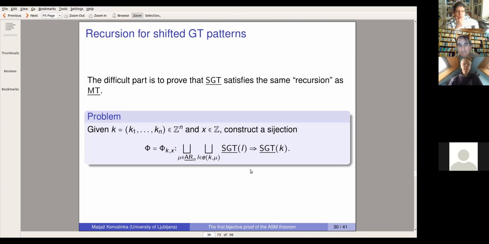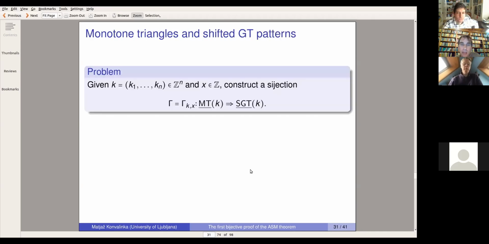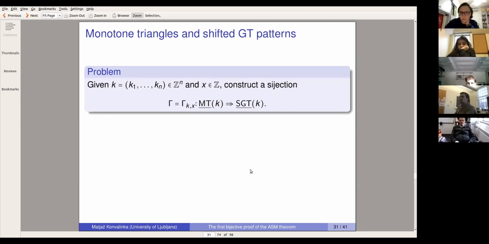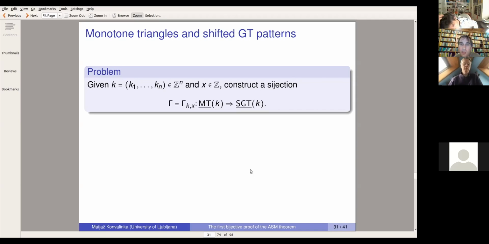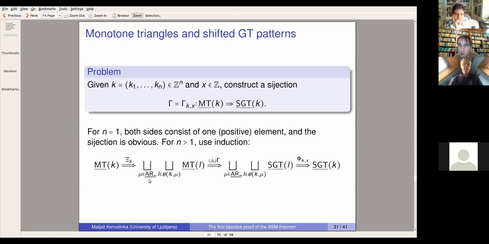Okay. And once you have that, well, you can get this gamma map, which is a bijective proof of the operator formula, right? And how does that work? Well, I told you about this easy recursion for monotone triangles. By induction, you already have a bijection between those 2, right? Because L is smaller. So we can take the disjoint union of those bijections to get a bijection to here. And then you have this difficult bijection to SGT of K. And this gives you the required bijection.